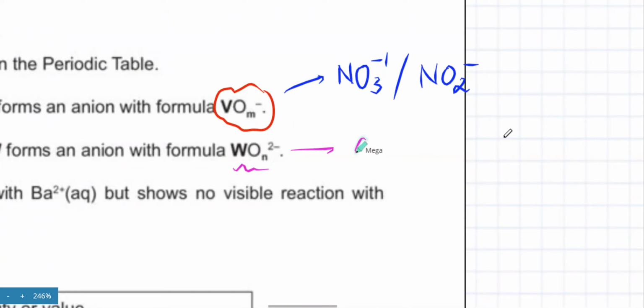It could be carbonate, that's CO3 minus 2. That's one that we have studied. It could be sulfate, SO4 minus 2, or it could be sulfite, SO3 minus 2. So these are the candidates that come to my mind. And they're all in adjacent groups. Nitrogen is in group 5, carbon is in group 4, sulfur is in group 6. So they're all in adjacent groups.